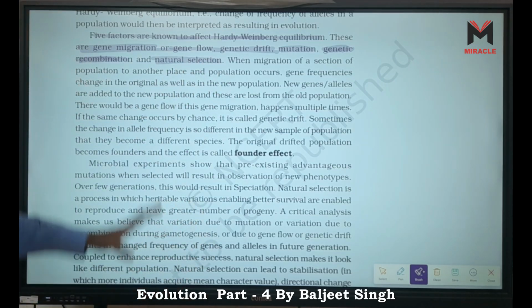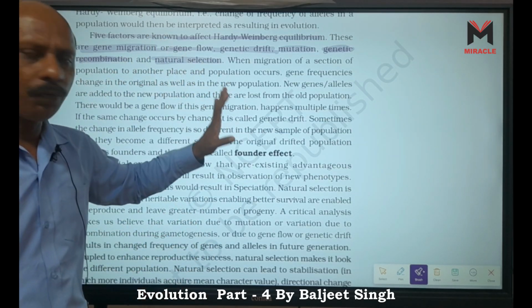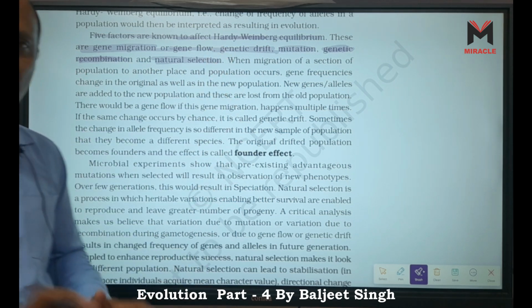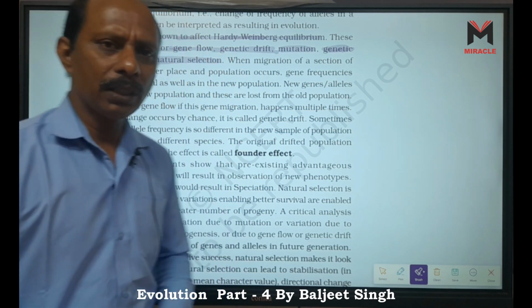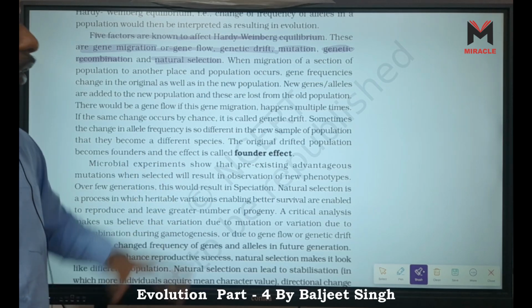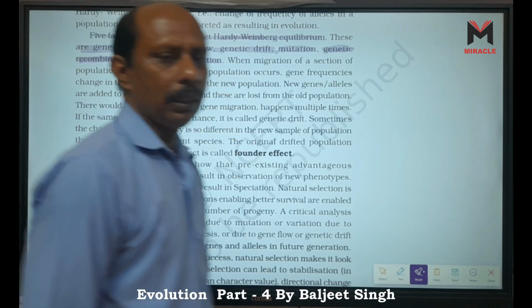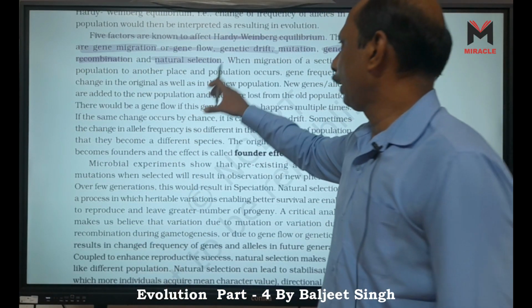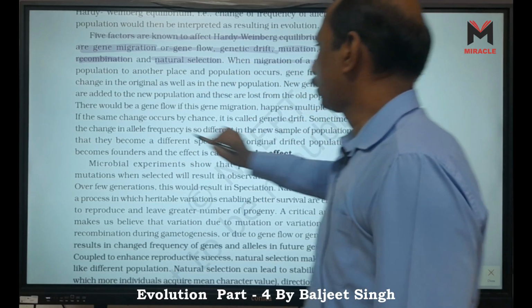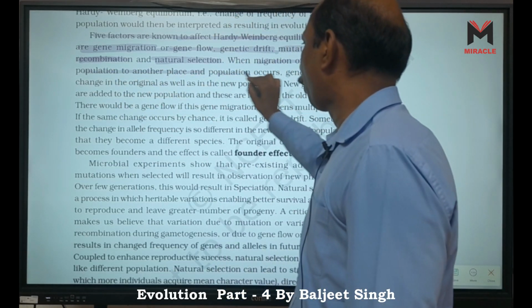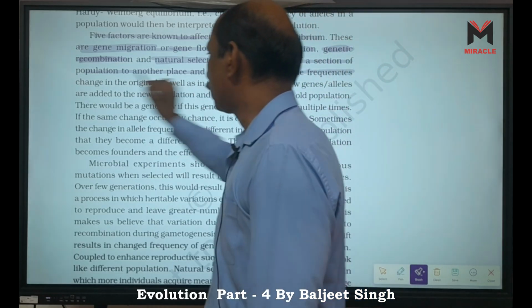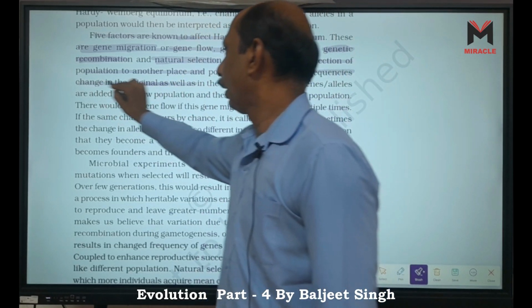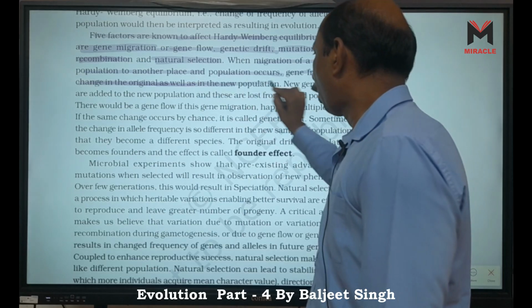Five things are given here. First, gene migration or gene flow. Second, genetic drift. Third, mutation. Fourth, recombination. And fifth, natural selection, which affect the Hardy-Weinberg equilibrium, right? When migration of a section of population to another place and population occurs, gene frequencies change in the original as well as in the new population.